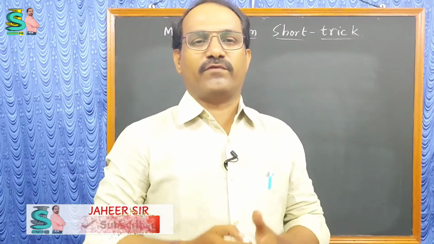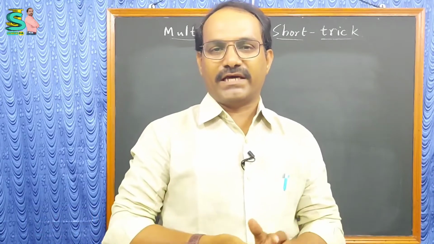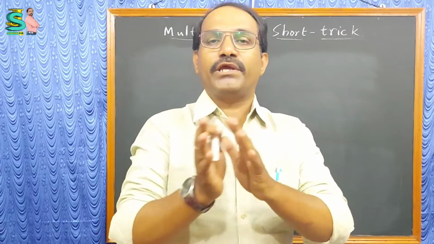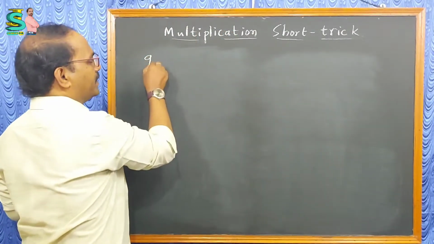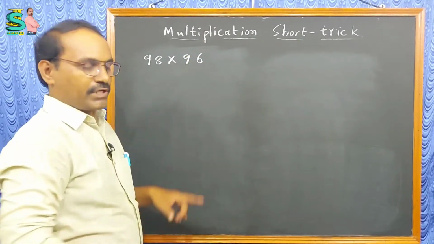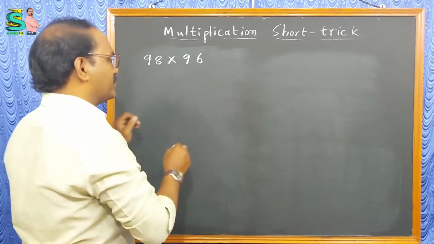Today I am going to explain one more short trick for multiplication with the numbers which are near to round figure. For example, 98 into 96. These two are near to 100. How can we solve these two?